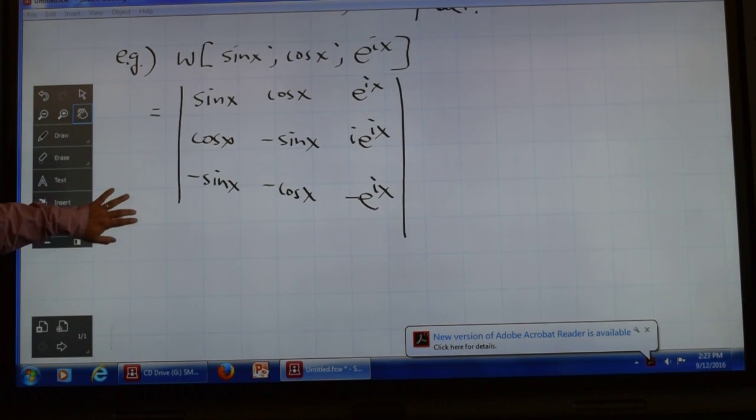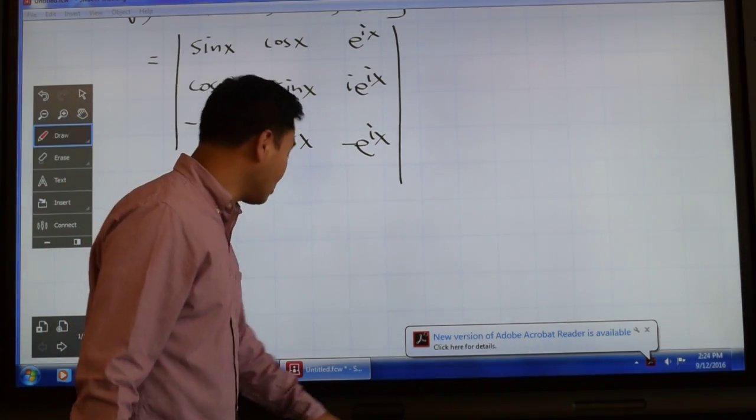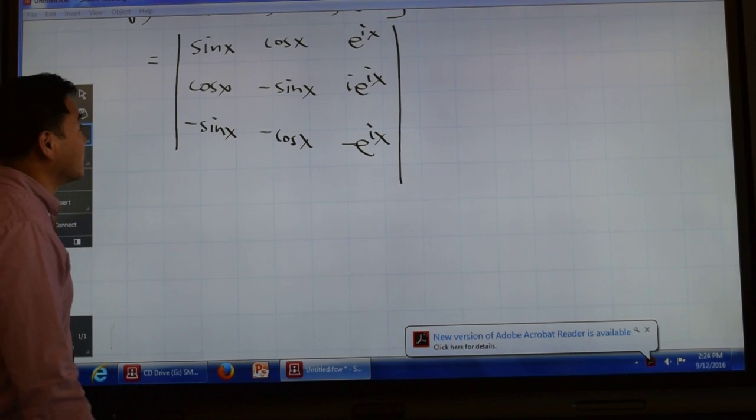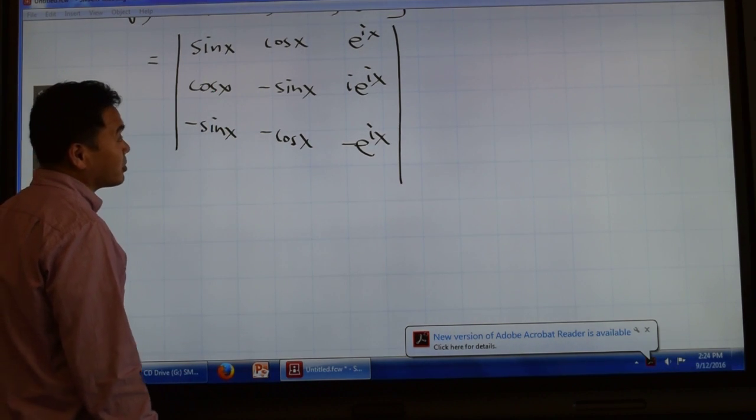Now, how do you do determinants of 3 by 3? You have to expand, right? Using, you have to do a column expansion or row expansion, right?